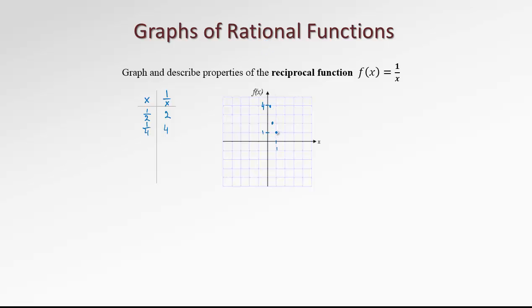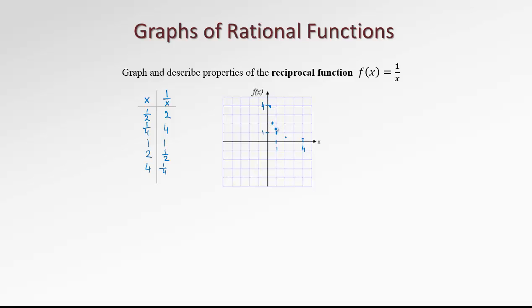Okay, next let's check the value at 1 and higher numbers. So if x is 1, the reciprocal of 1 is still 1. If x is 2, the reciprocal will be 1/2. If x is 4, the reciprocal is 1/4. If x is a very large number, the reciprocal of it will be a very small number, right? Let's say 100, 1 over 100, very tiny, but still bigger than 0. So let's plot the rest of those points. 1, 1 is here, 2, 1/2 somewhere there, and 4, 1/4 approximately here.